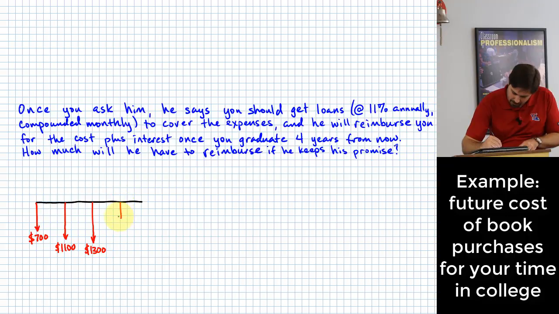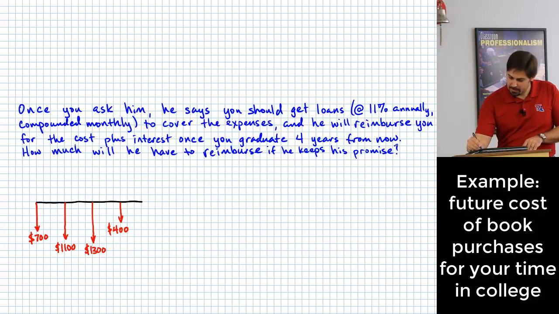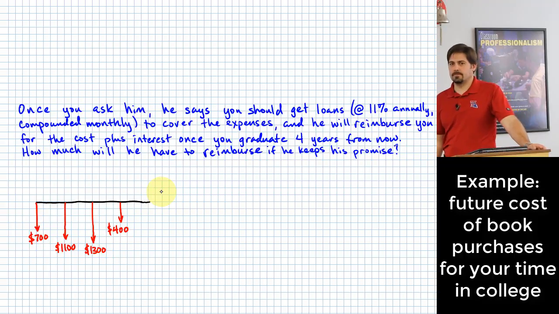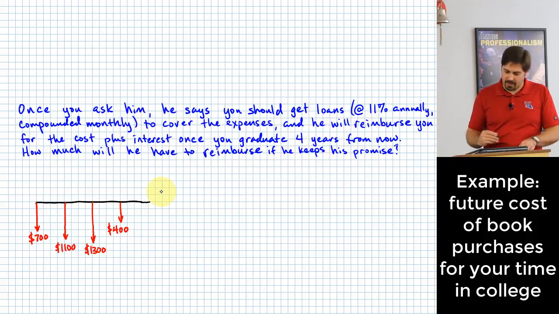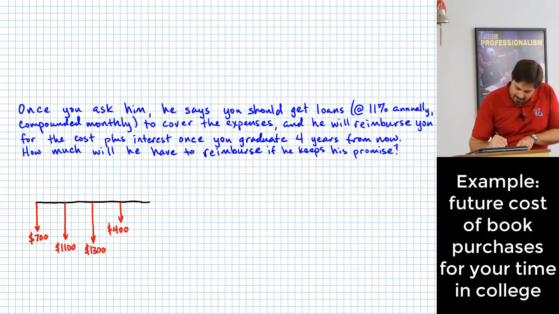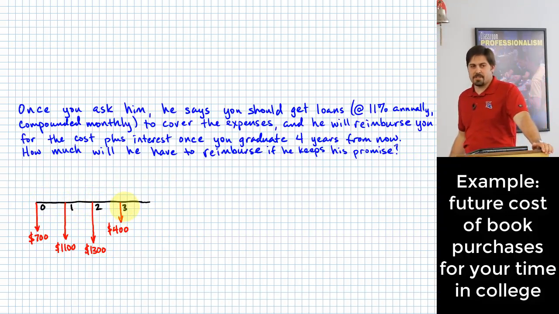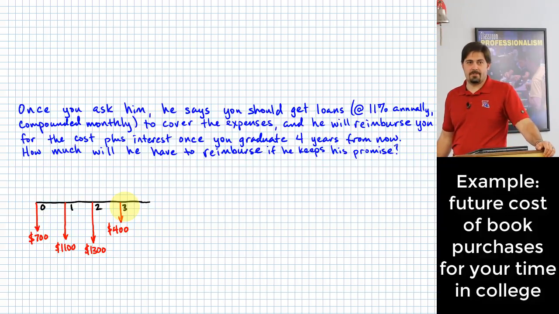And then you'll have 400 here. Now it's where it gets maybe a little bit more tricky. Where does your grandpa's payment come in? Okay, yeah, this is right now. This is 0, this is 1, this is 2, this is 3. He's telling you that he's not going to pay you till you graduate.